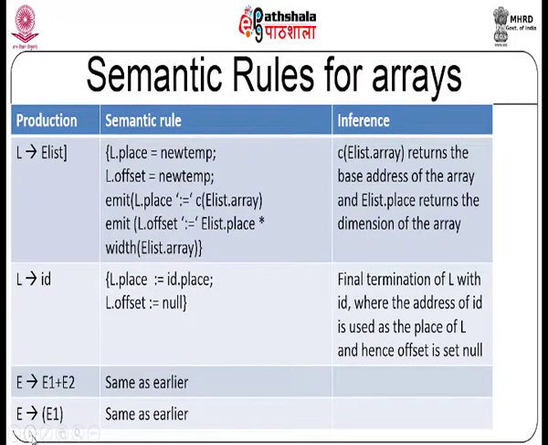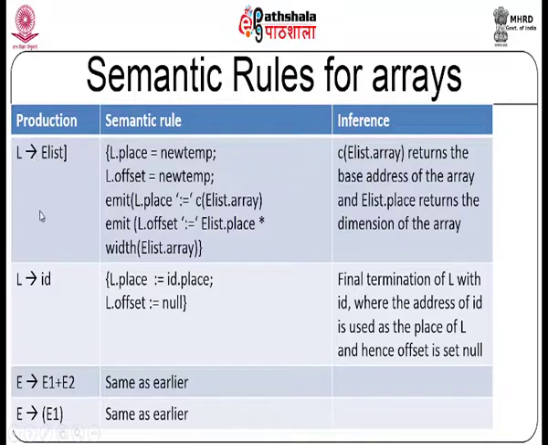And then these are pertaining to arrays. The first and the second are pertaining to arrays. Now, these two are the same as the previously looked upon expressions' semantic rules, that is E dot place is equal to new temp, and then I will say emit E dot place is equal to E1 dot place plus E2 dot place. Similarly, for parenthesis, it is simply E dot place is equal to E1 dot place, which is the same as already discussed values only. Now, here this is the closing scenario of the array.